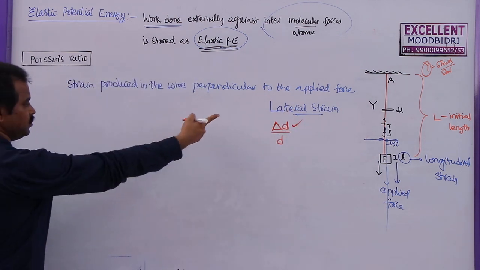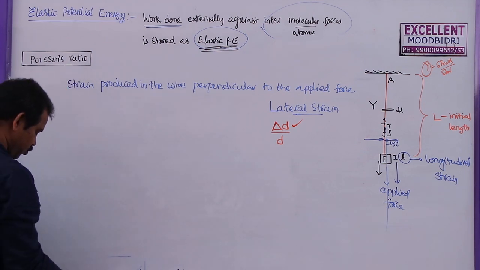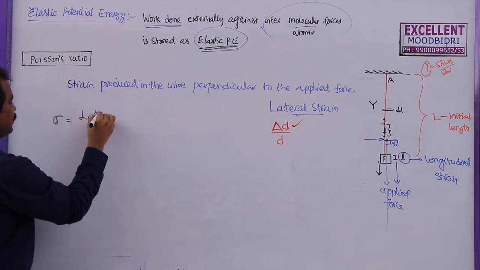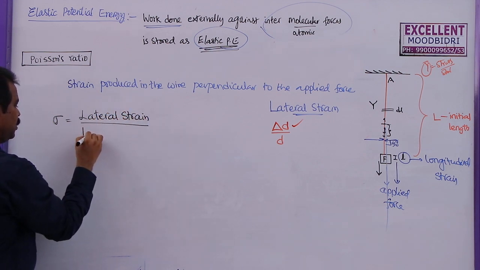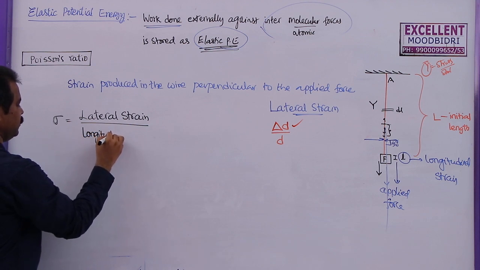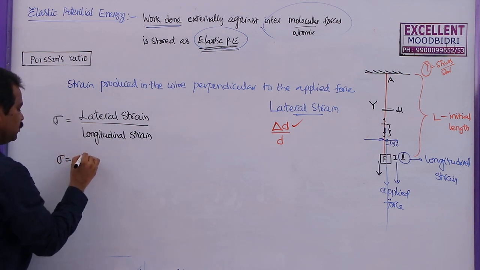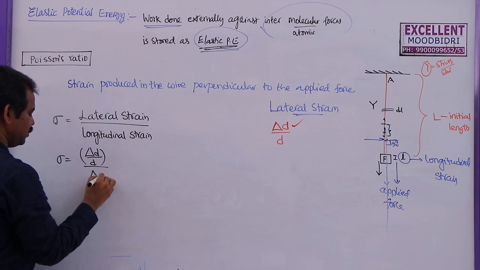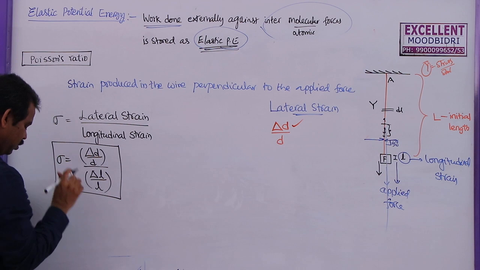Now the ratio between this lateral strain to the longitudinal strain is known as Poisson's ratio. So this Poisson's ratio sigma is equal to the lateral strain produced in the wire due to the applied force to the longitudinal strain. So sigma is given by delta D by D divided by delta L by L. So this is Poisson's ratio.